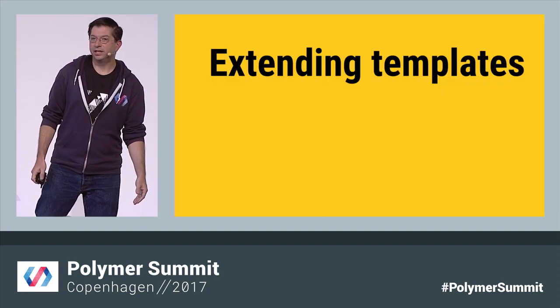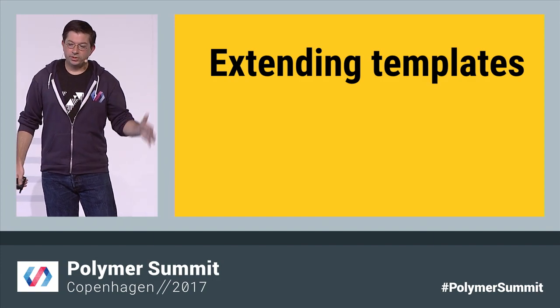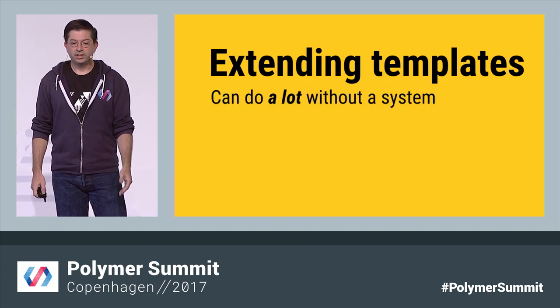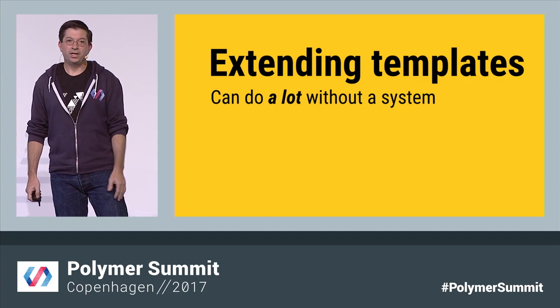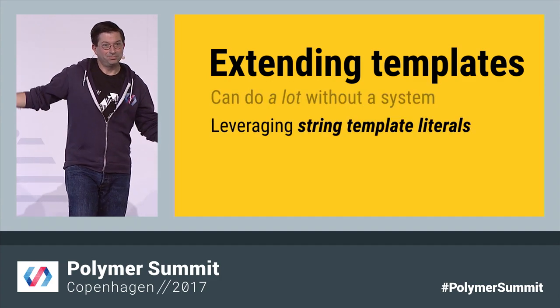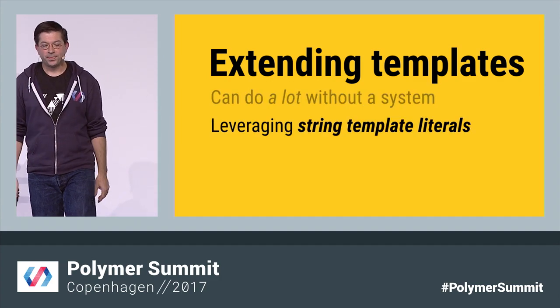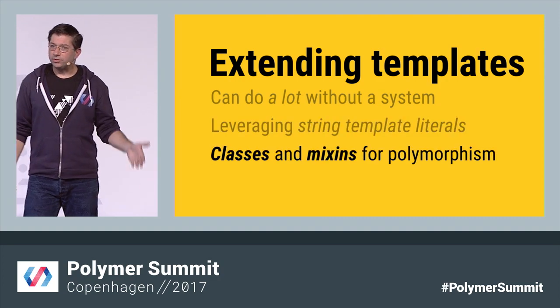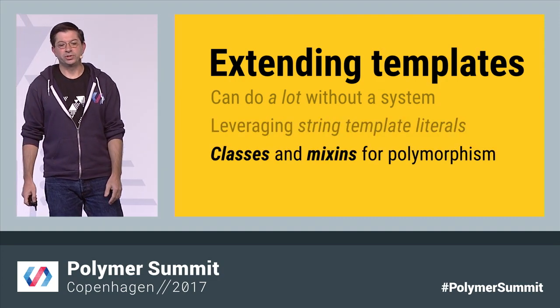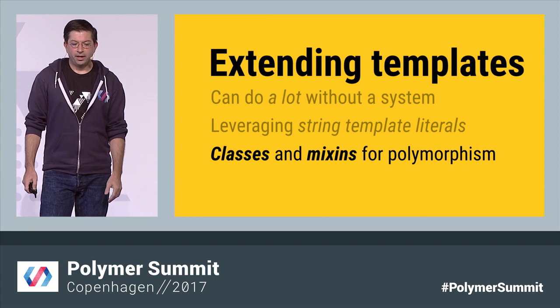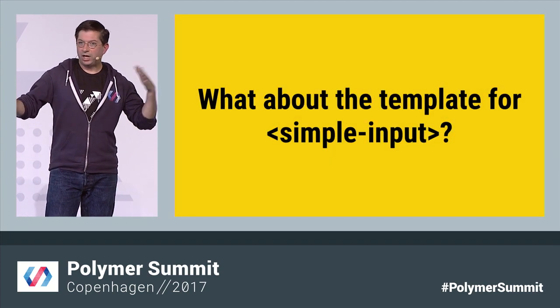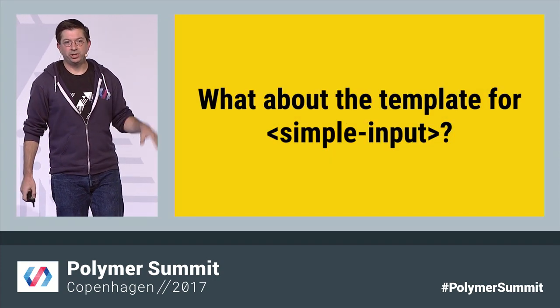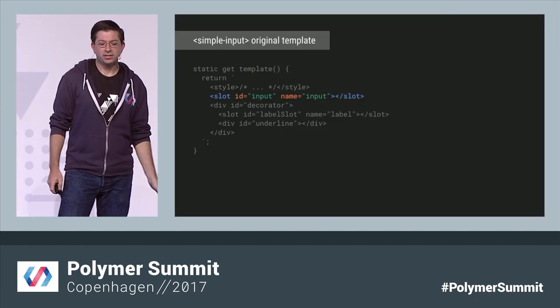So we can see that extending templates when we're using those string template literals makes it possible to do a lot without a system, especially using those string template literals and using classes and mixins for polymorphism, just like we saw. How can we apply any of this to the simple input element? Let's go back to the template.